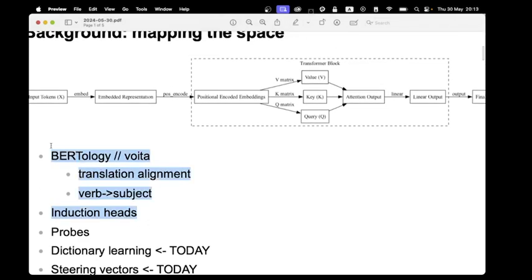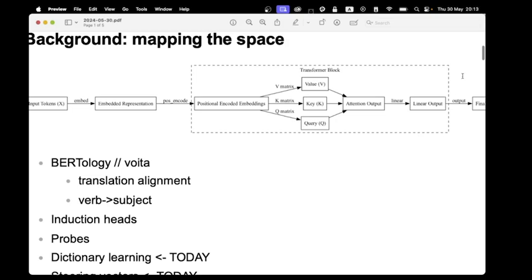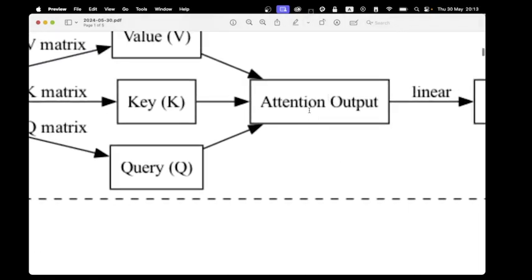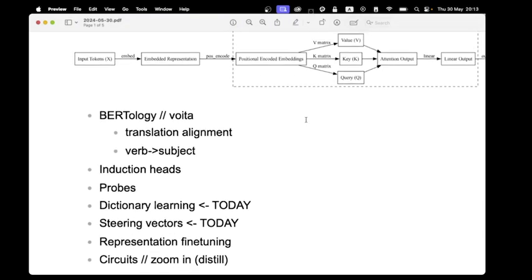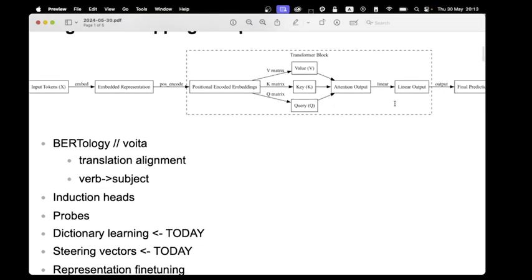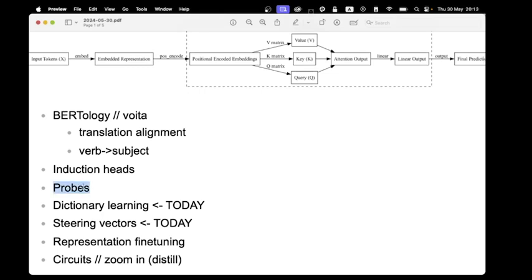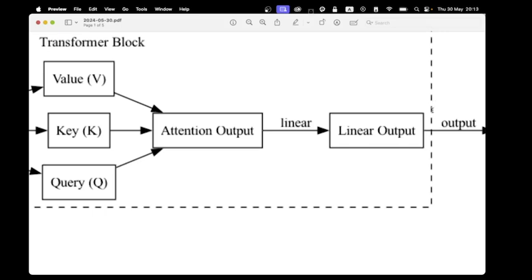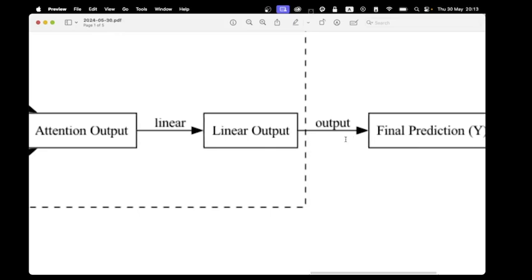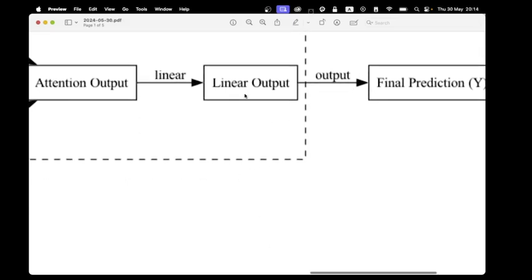So this is looking at this part of the picture, at attention output. You can do something else. You can look at the output of the linear layer, and this is the probes literature. The way this normally works is you just fit another layer here, which is a classifier. I mean, it doesn't go through here, as in you fit a classifier based on the linear output.